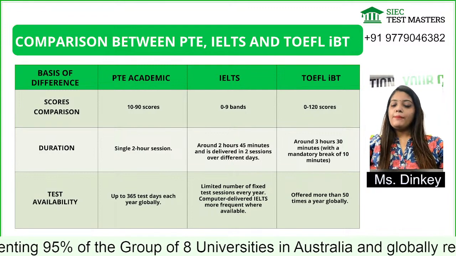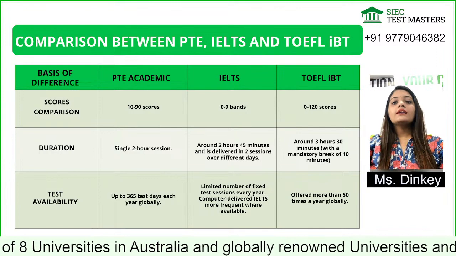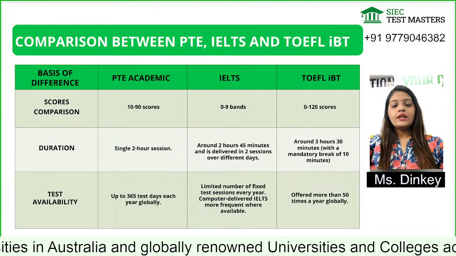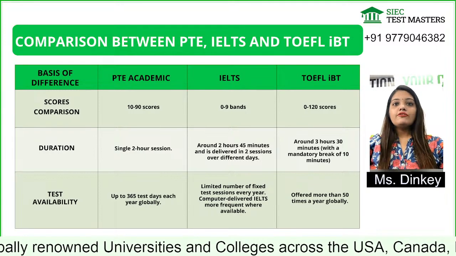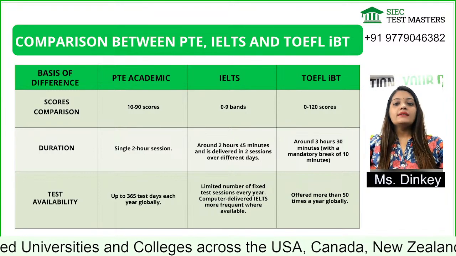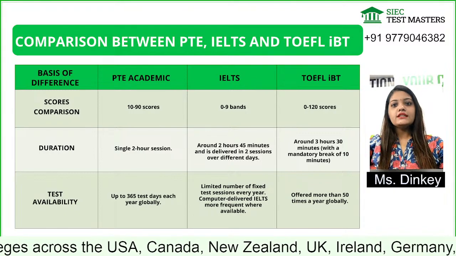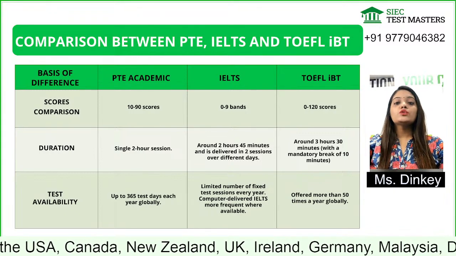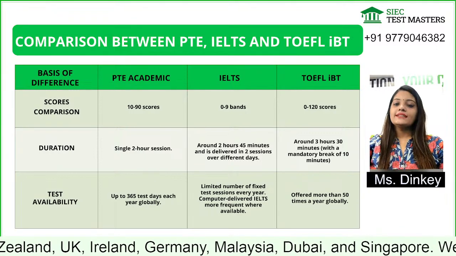So, first is the score comparison. In case of PTE, the scores are given from 10 to 90. It means the minimum is 10 and the maximum is 90. In case of IELTS, it is in the form of bands, from 0 to 9. But if we talk about the TOEFL, it is in the form of scores, from 0 to 120. Maximum is 120 that the student can get.